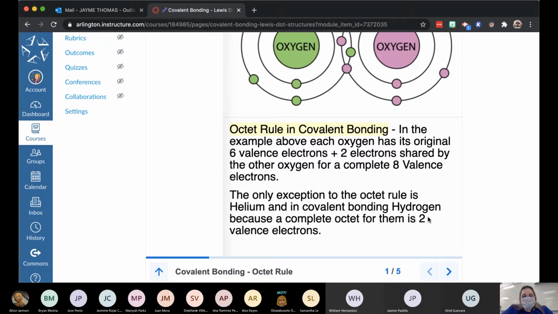There are a couple other exceptions that we're actually going to talk about when we do our shapes next time, but just to kind of introduce it to you guys, the other exceptions are beryllium and boron, so they're kind of right after hydrogen and helium. Beryllium only wants to have 4 valence electrons. It doesn't want an octet of 8. And boron is happy with only having 6 electrons. So you might want to add that in to your notes if you're taking them, just that hydrogen is happy with 2, beryllium is happy with 4, and boron is happy with 6. Everybody else is going to want 8, okay?